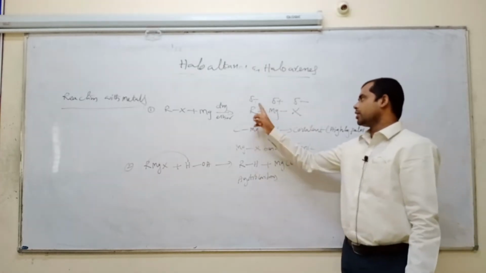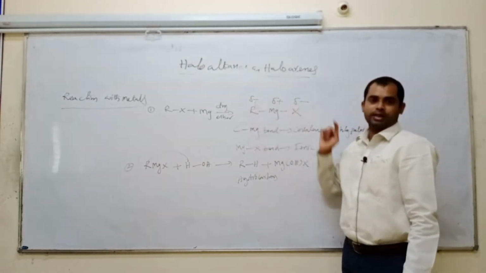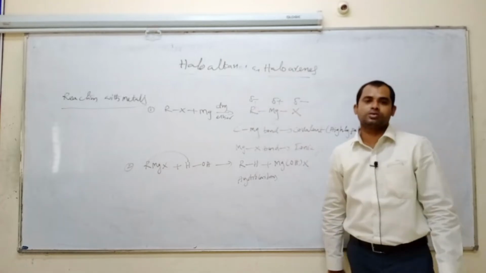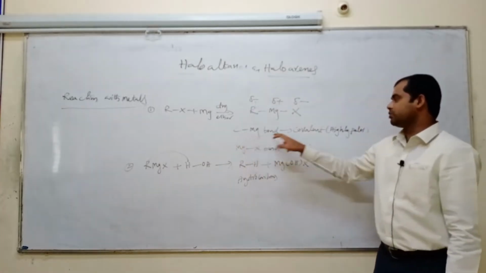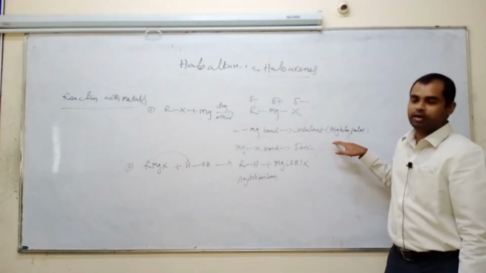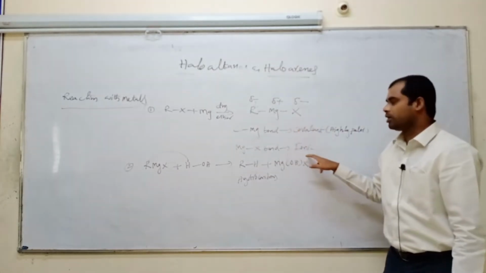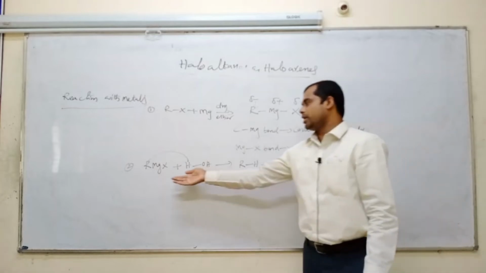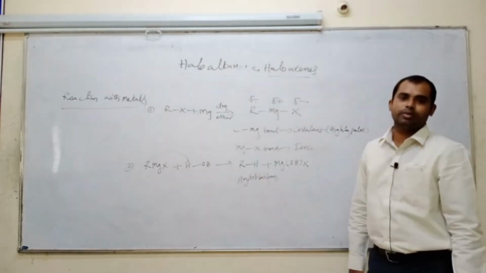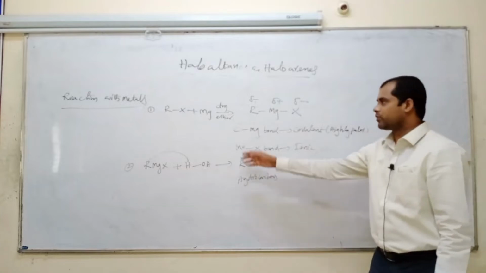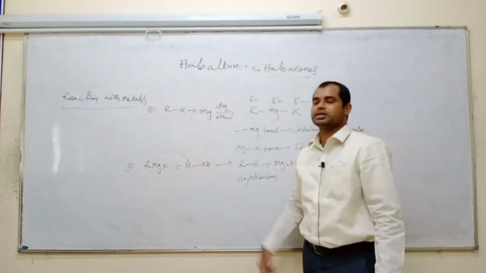In this compound, the alkyl group and halogen carry a negative charge, and magnesium carries a partial positive charge. The carbon-magnesium bond is covalent but highly polar, and the magnesium-halogen bond is ionic. When the Grignard reagent reacts with water, a hydrocarbon is obtained. This is the information about reaction with water.